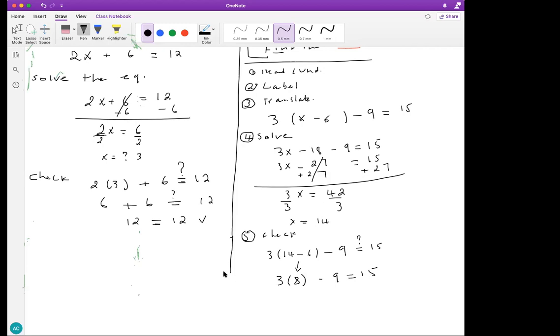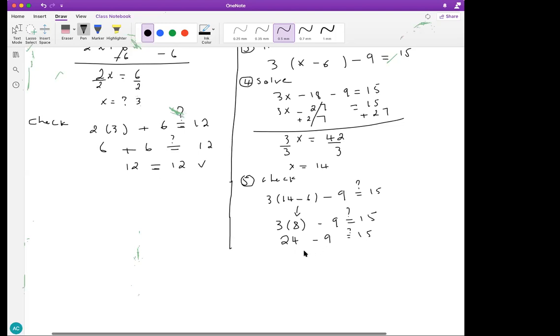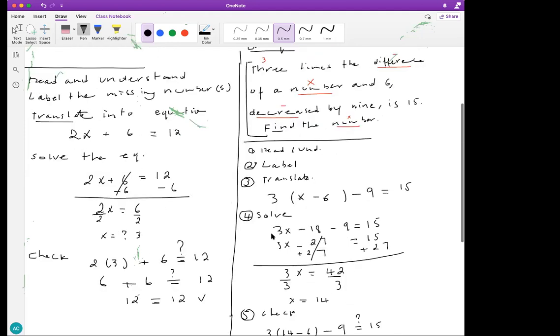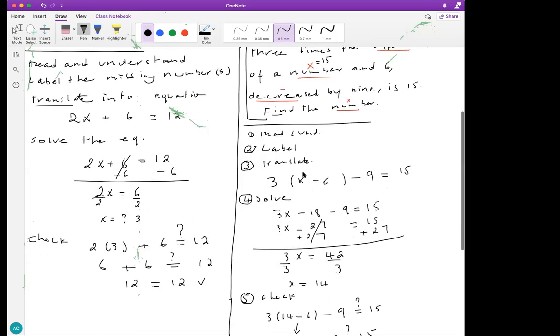What's next? We're going to multiply 3 and 8. That would be 24 and minus 9. Final step, what is 24 take away 9? That's 15. As you can see, that 15 equals 15. That's good. So that's our number here. The number we look for here, x, basically is 14. We checked it, and the problem is done.